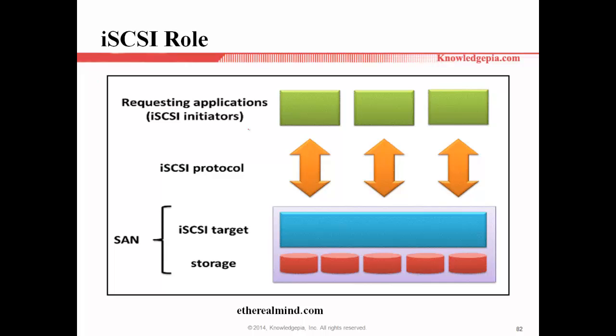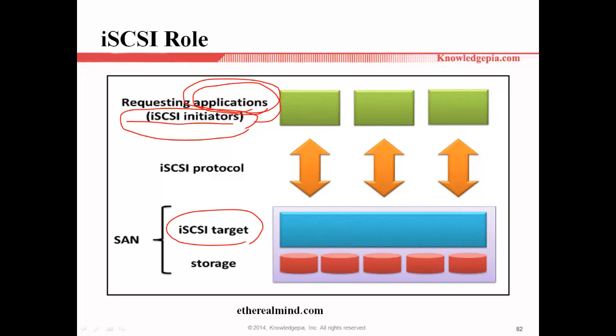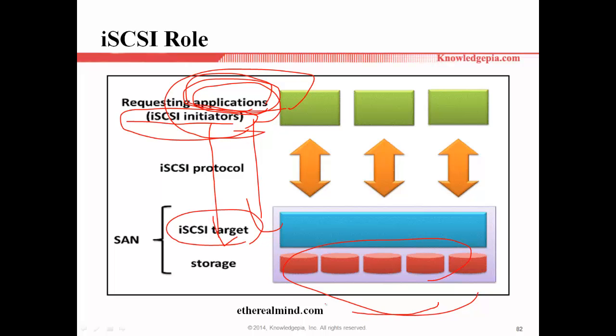iSCSI roles. Normally, we use two terms: iSCSI initiator and iSCSI target. An iSCSI initiator means an iSCSI client using applications, and these applications need storage devices. So the iSCSI client will need storage devices to supply a place for these applications.